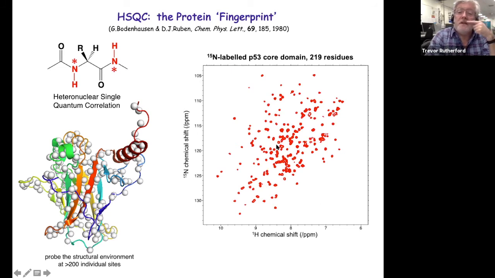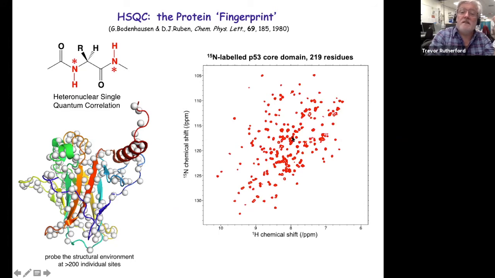So we can put in binding partners, for example, and you don't see any evidence of the binding partner. You don't see interfering signals that come in from the binding partner. The only thing that you see is the signals that come from your labeled protein. And what we have is an individual spot in there for each of the NHs in the molecule. So effectively, we have a probe, an individual probe for the structural environment at 200 different sites in this spectrum.